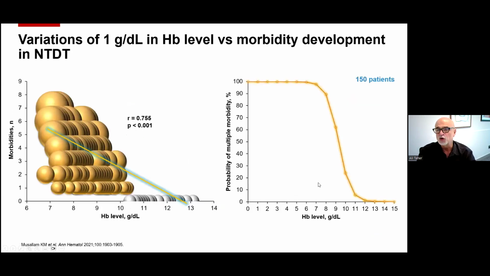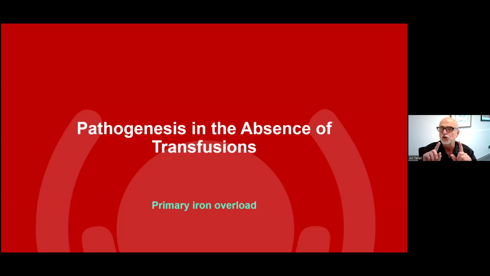And if you increase the hemoglobin by 1 gram per deciliter in this group of patients, and this is from a study on around 150 patients that was published in Annals of Hematology, you would see that by increasing the hemoglobin to above 10, the morbidities will decrease in this group of patients. So I have shown you clearly that if you increase the hemoglobin in an NTDT, this will decrease the morbidities and decrease the mortalities in this group of patients. I'm trying to walk you through a story where I will end with the novel therapies and the new clinical trials where they have used these numbers to move on in the trials.